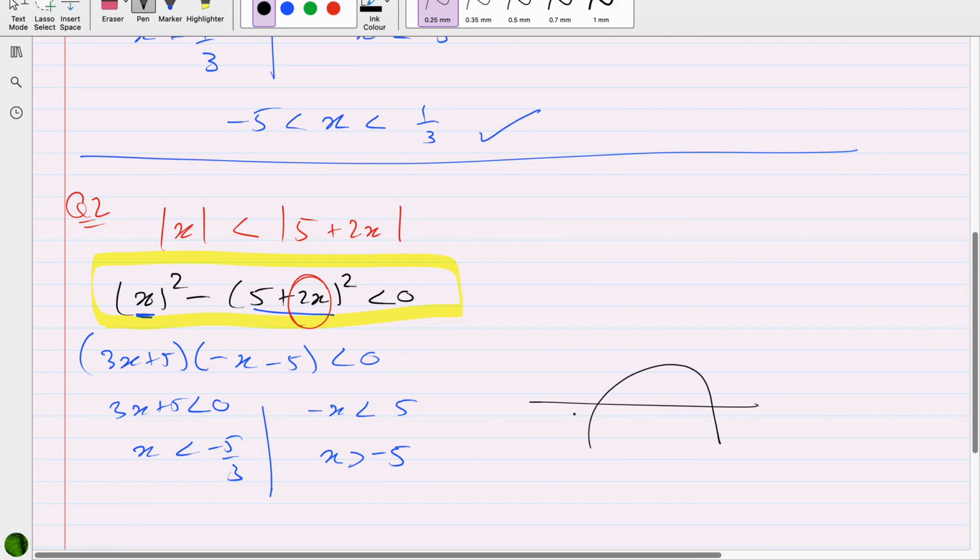Again, we have two factors. One is minus 5 and the other is minus 5 by 3. But this time we have it less than 0. So these are our two shaded regions, which would give us a... that's not plus 5, that's negative 5.